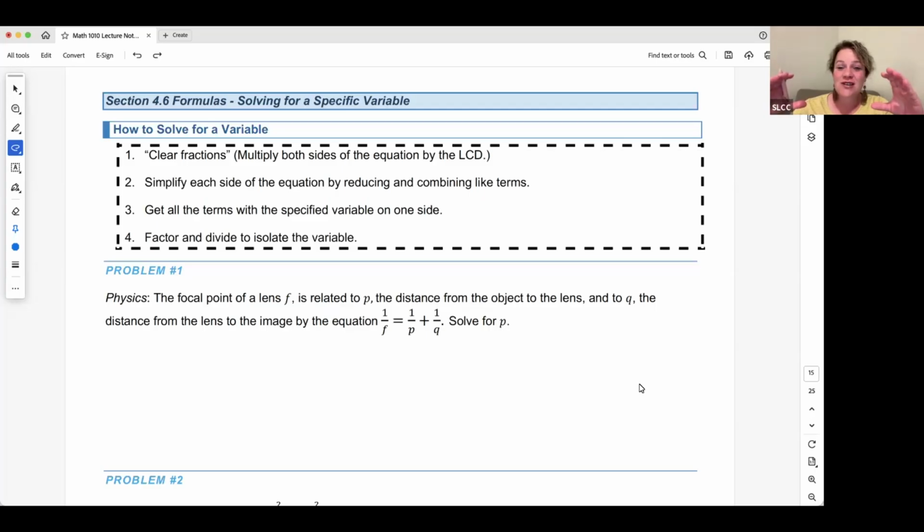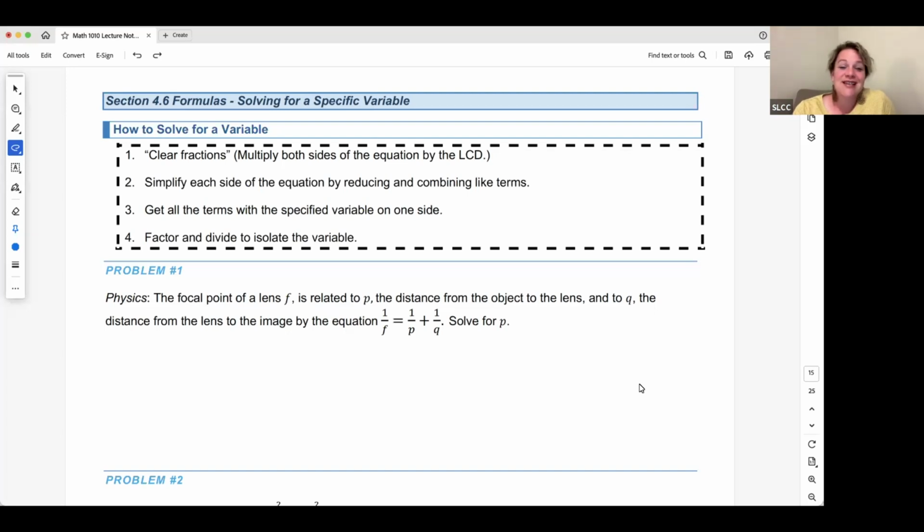Multiply everything by the lowest common denominator and clear the fractions. Then you can simplify, reduce, and combine like terms on both sides of the equation. Then what if you have a couple of terms with the letter you want on one side and a term on the other side? Move all the terms with the letter you want to one side and all the other terms to the other. Then the letter you want becomes the GCF. And you factor it out, and then you can divide by what's left, and you're golden. Let's look at that process.